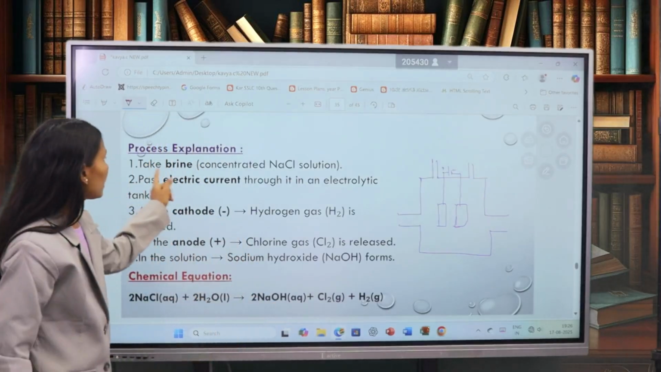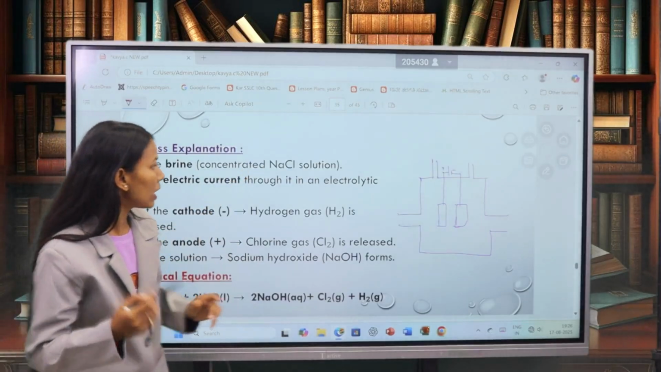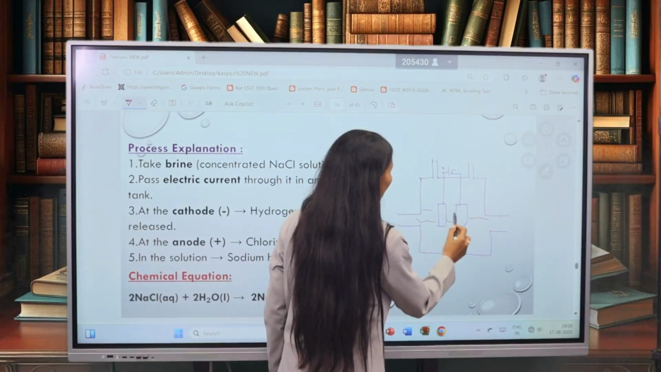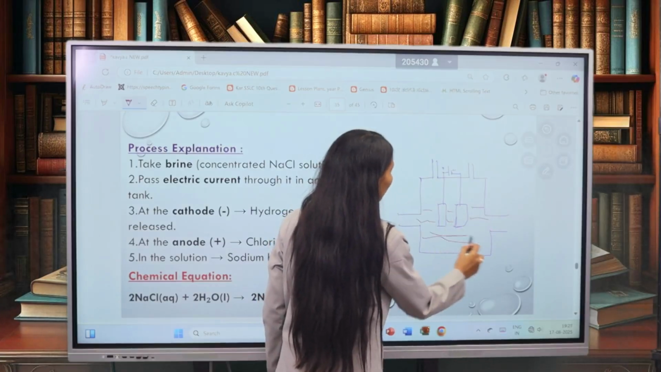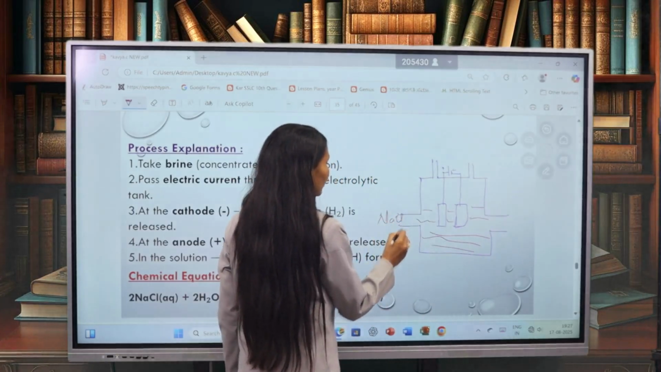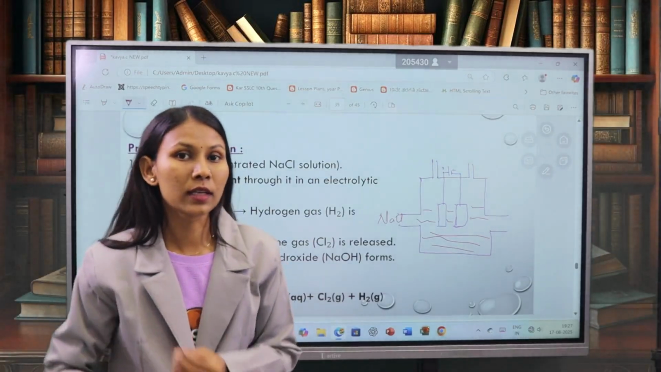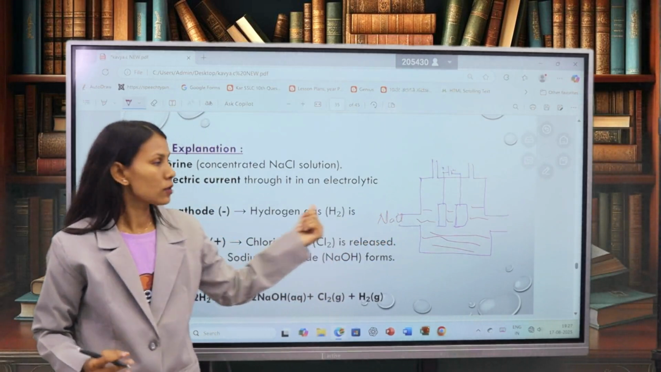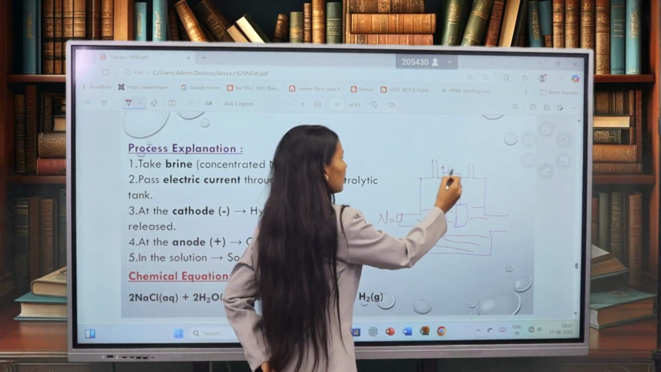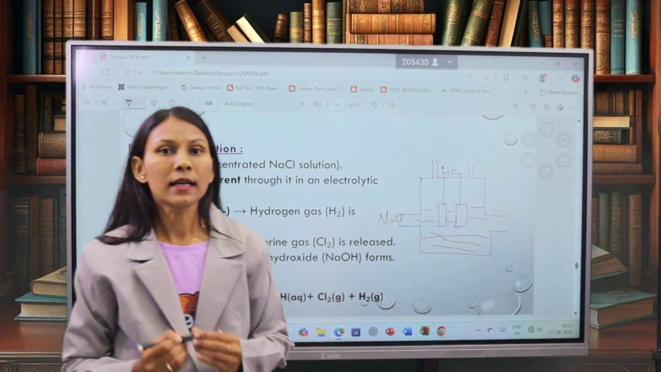Take brine, that is concentrated NaCl solution. It should be in the aqueous form, dissolved in water. So we are taking NaCl solution, that is brine, in the electrolytic tank. Then we pass electric current through this electrolytic tank.